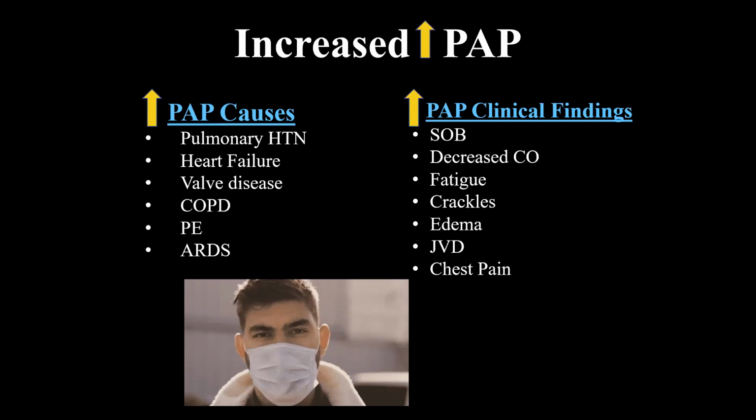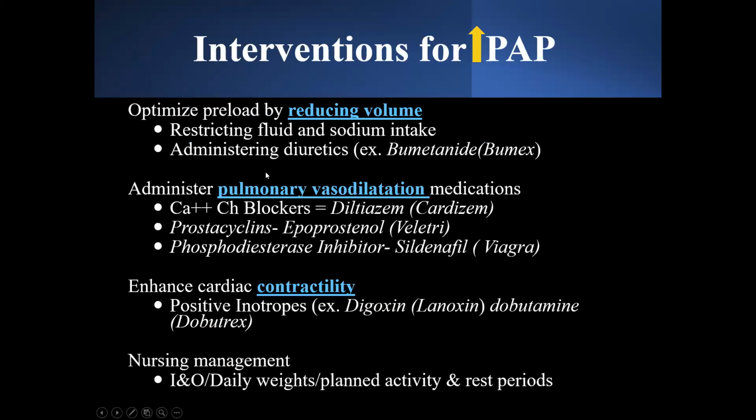Okay, so what do they look like? They're short of breath. Cardiac output might be decreased. They might be fatigued. They're going to have crackles. They're going to have edema. They're going to have JVD, or neck vein distension, and chest pain. So we want to bring this pulmonary hypertension and this pressure down within that pulmonary artery. So what do we do? Well, could it be a preload issue?